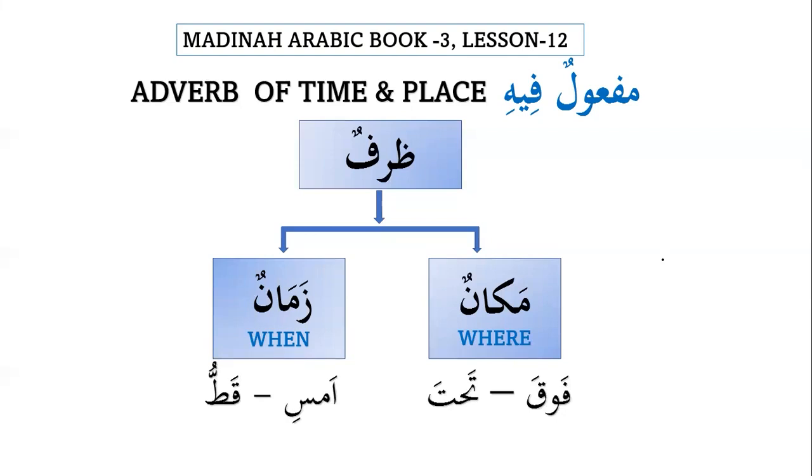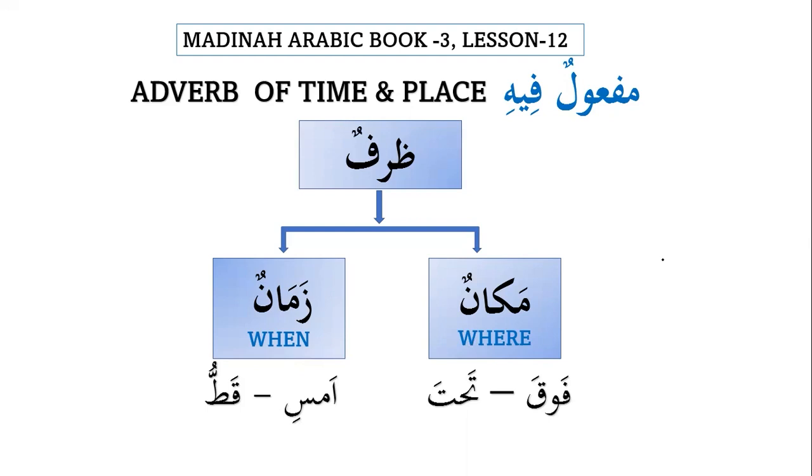As we know that in lesson number 6, we learned about dharf. And in lesson number 4, we learned about the types of noun. So when we learned about the types of noun, we have seen that there are two types of noun. Ismun jamidun, the solid noun, and ismun mushtaqun, the derived noun. And when we talked about the derived noun, we also talked about dharf.